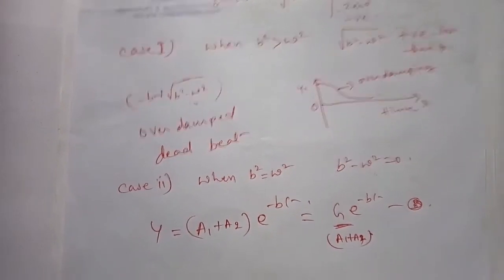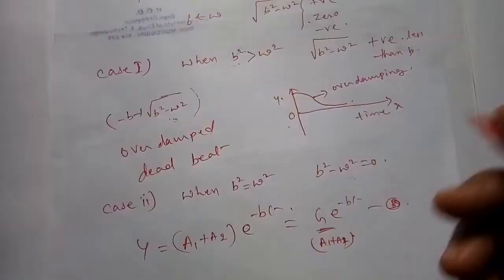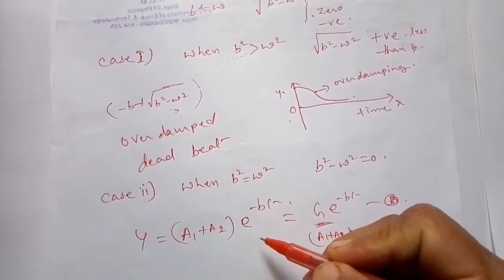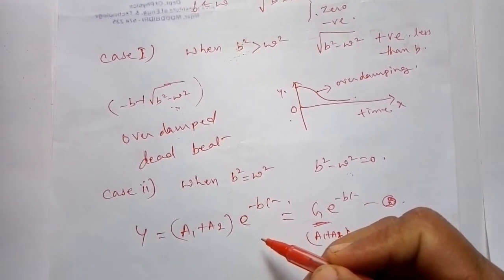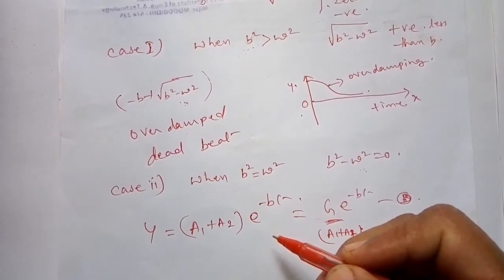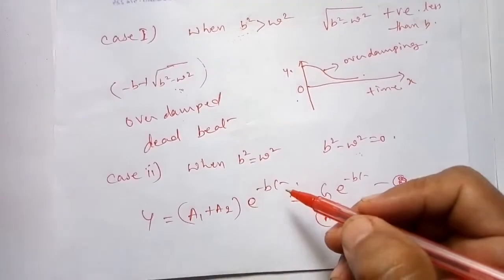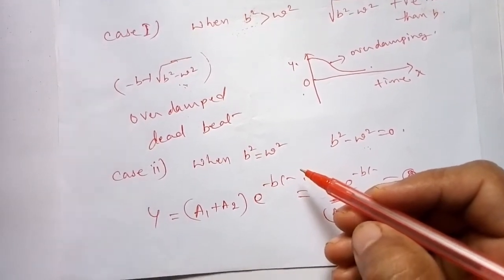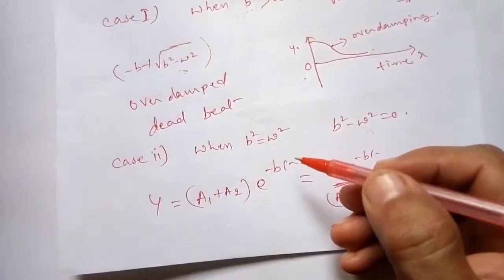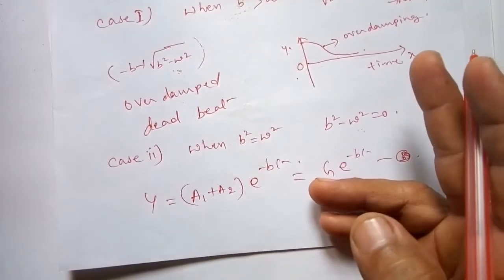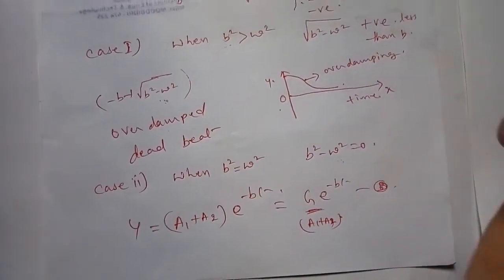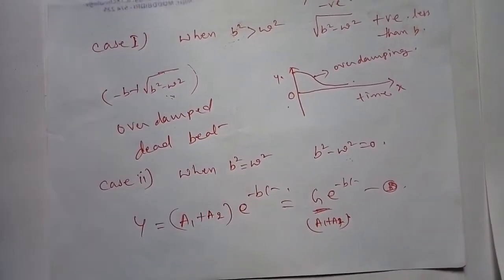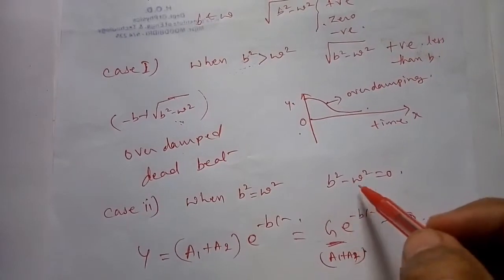This shows that y decays to 0 exponentially with time. But the solution given by equation 3 contains only one constant. But the solution of a second degree differential equation must contain two constants.